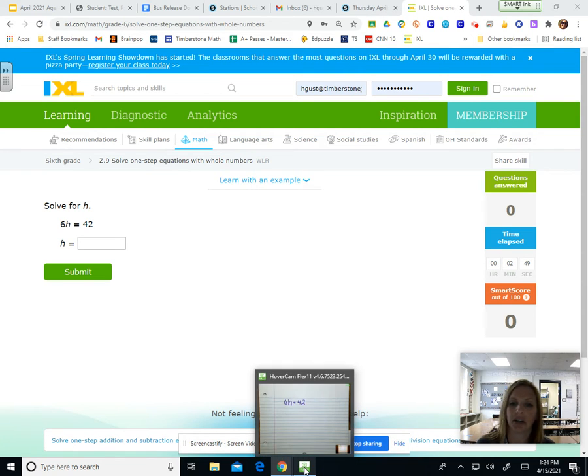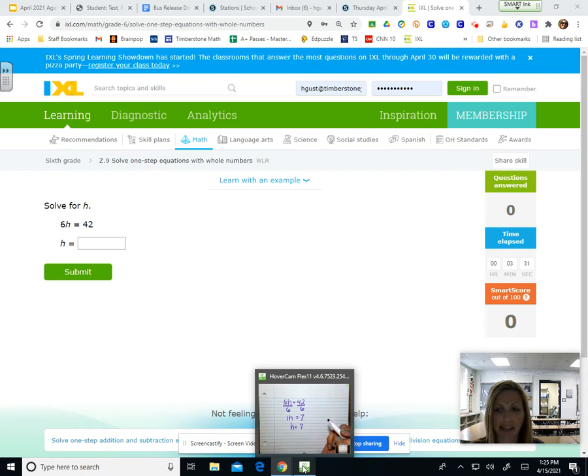So I'm going to use my hover cam here at the bottom of the screen. And instead of taking 6 times H, like I said, we're going to divide by 6 on both sides of the equation. So here I have 6 divided by 6, which gives me 1. I have 1H left. And a lot of times in the world of algebra, they will just simply write H. And then on the other side of the equal sign, I want to see how many times 6 fits into 42, and that is 7. So here I'm simply just saying that H equals 7.